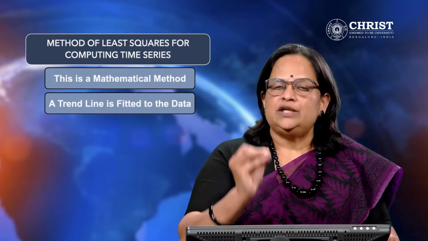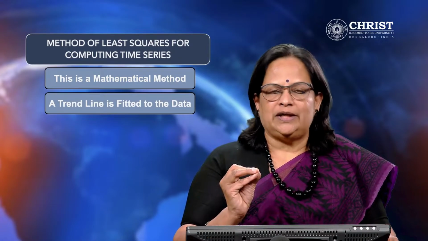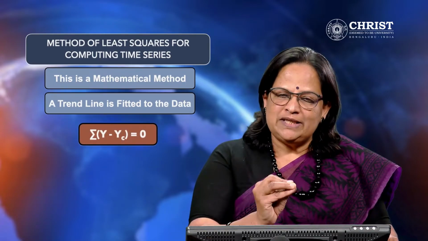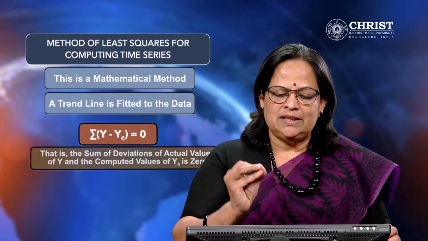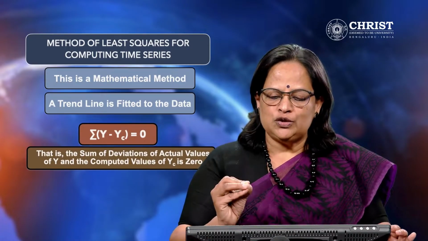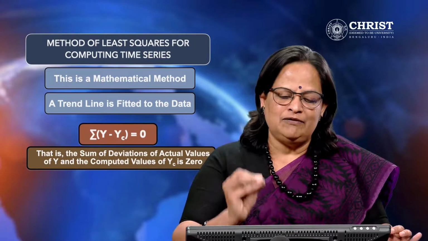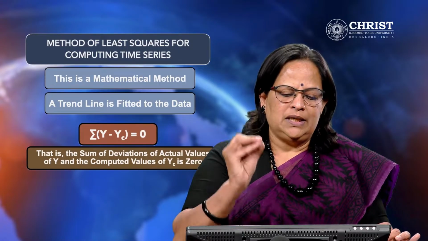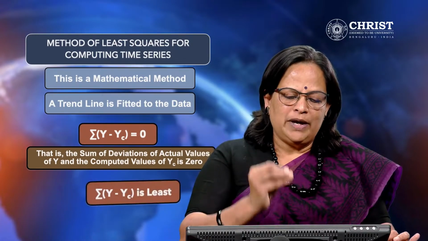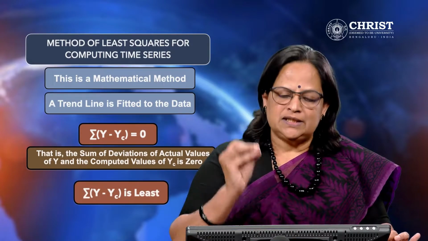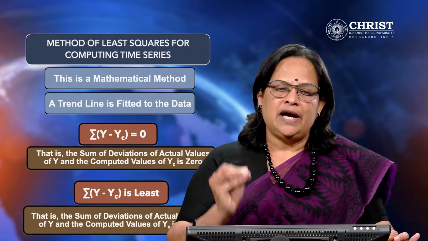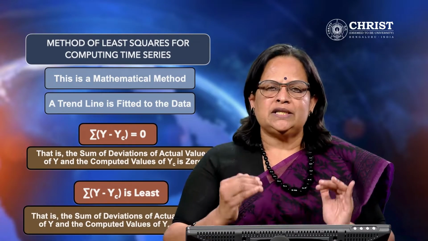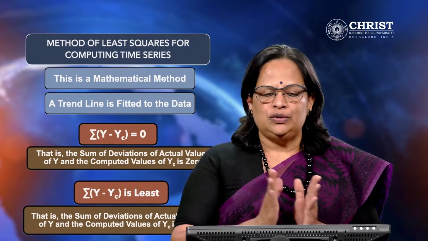For this, two conditions are to be satisfied. That is, sigma (y minus yc) is equal to 0, where yc are the trend values. That is, the sum of deviations of actual values of y and the computed values of yc will be 0. I will explain this with the help of the problem when we do the problems. The second condition is sigma (y minus yc) squared is least. That is, the sum of squares of the deviations of the actual and computed values from this line is least. So these two conditions are followed, and based on that we are going to do this method.